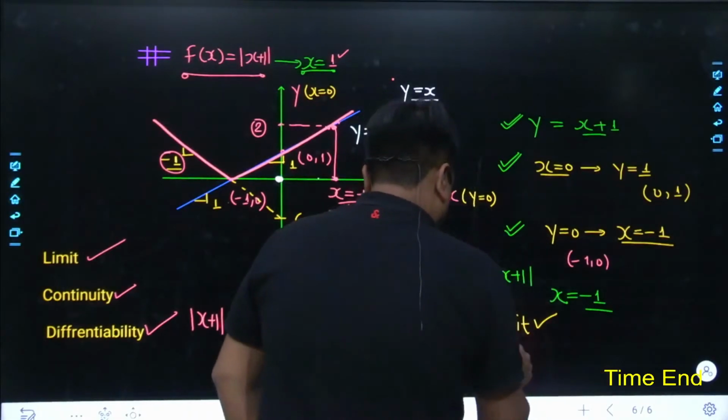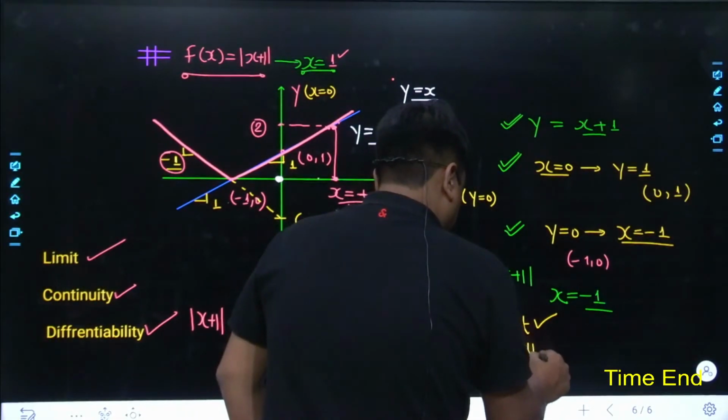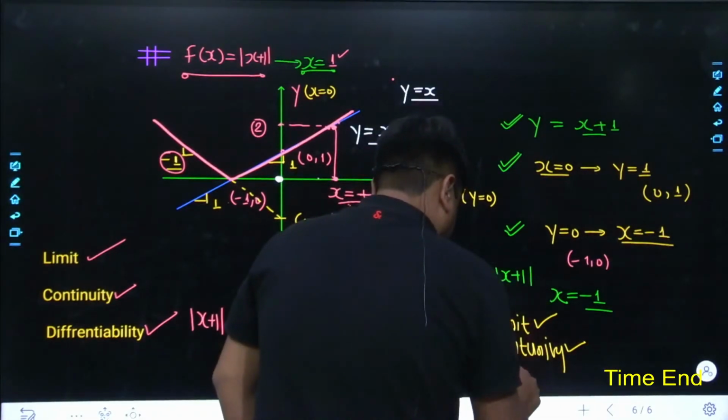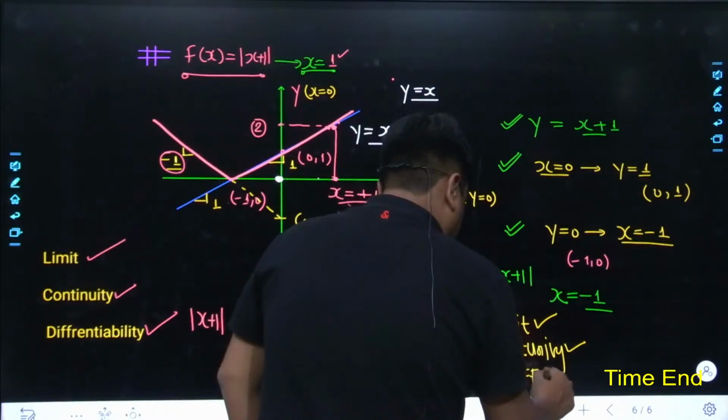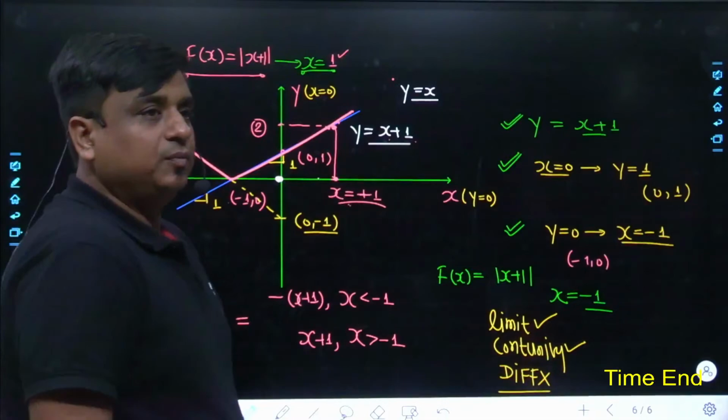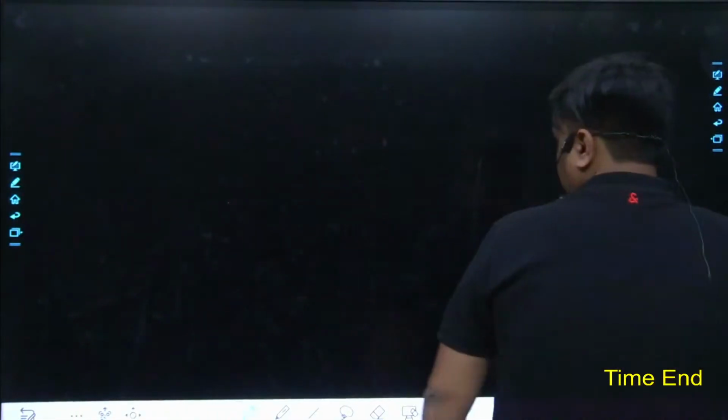And then comes continuity. Continuity still exists. Now the differentiability test has failed. Differentiability test has failed. So this has been the outcome. This has been the outcome. Now what I would do, let me give you a short trick.